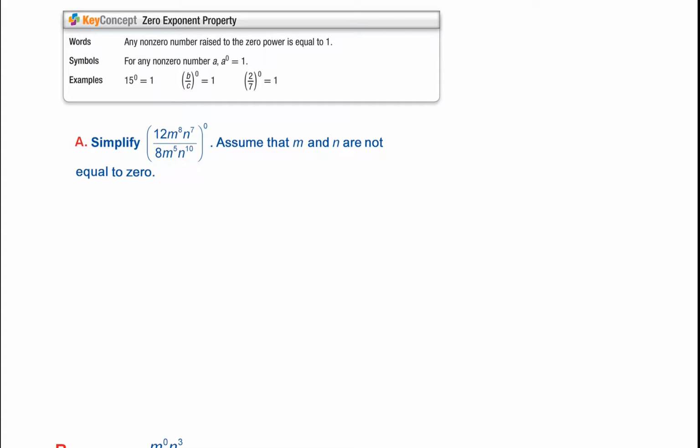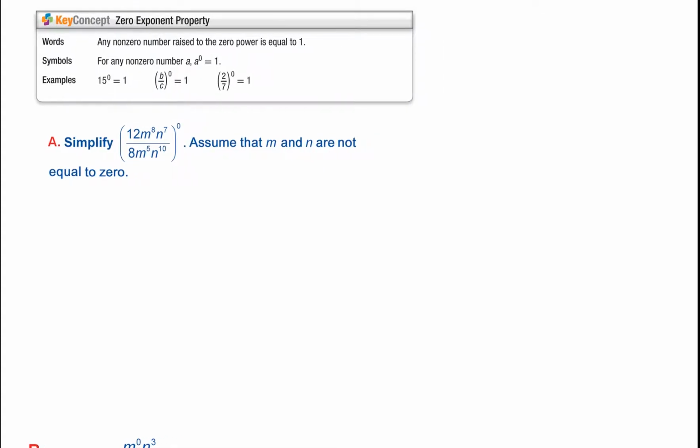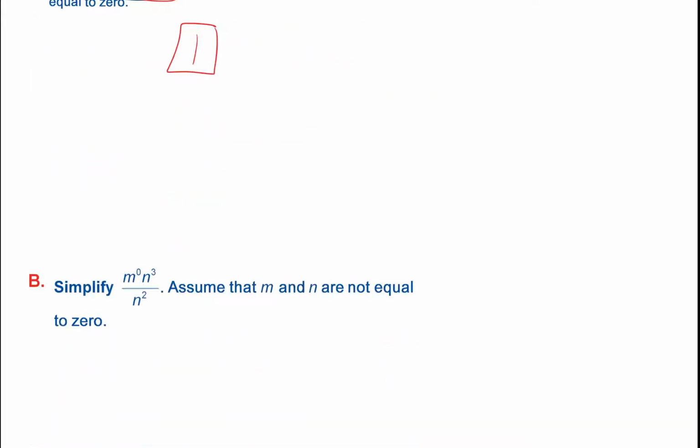The first one, real easy. Zero exponent property: any non-zero number raised to the 0 power is equal to 1. And that's sort of just a mathematical definition. We just say a to the 0th equals 1. That's our unit. So that means all of this wonky mess right here, because it's raised to the 0th power, is just 1. Boom, easy. So that's simplified.